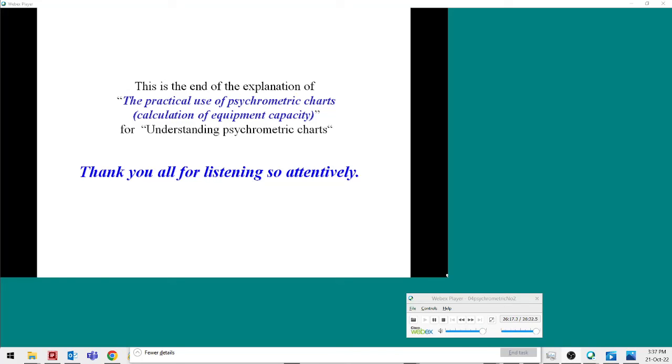This is the end of Understanding Psychrometric Charts, the second section of the practical use of psychrometric charts, calculation of equipment capacity.